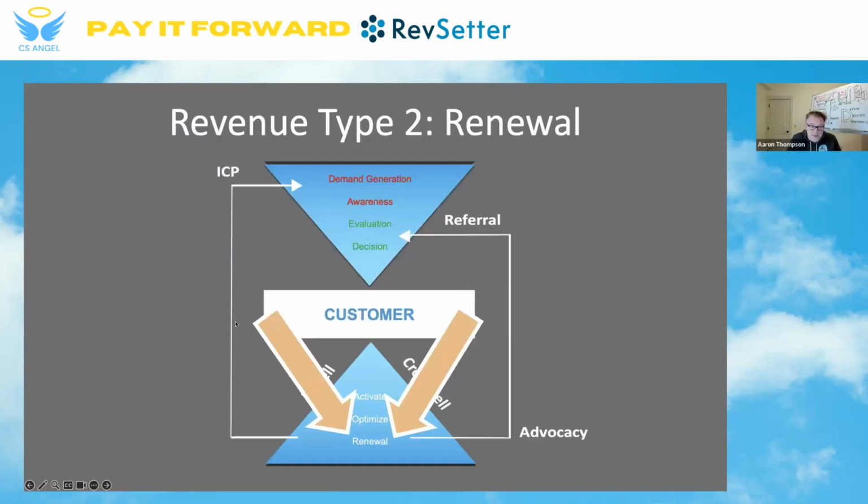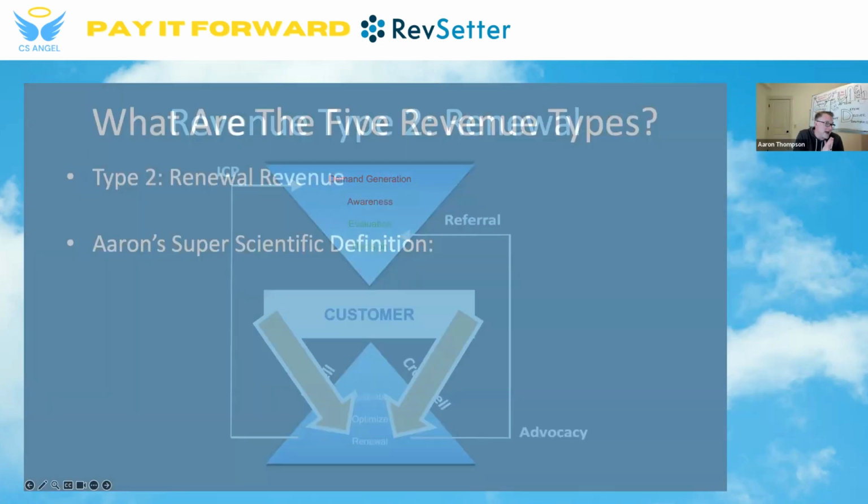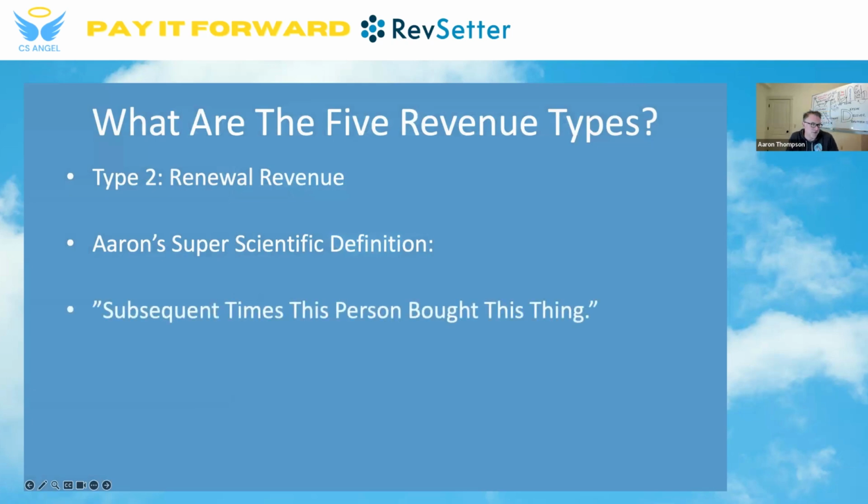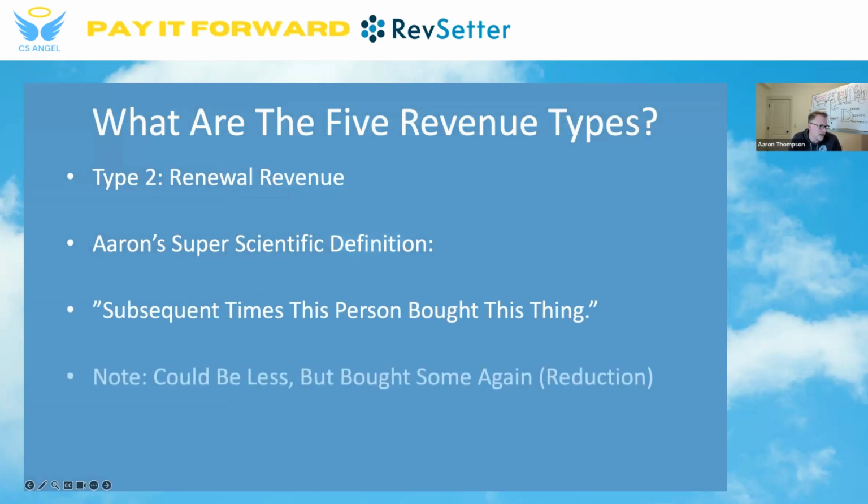Okay, and so when we do all of that, we end up getting our renewal rates up, and there's our next revenue stream. And my super scientific definition on that one: subsequent times this person bought this thing. So this would be time 2 through 100,000, right? Anytime they keep paying for the same thing, that's going to be renewal revenue. This could be less. It might downgrade at renewal, but if I pay something for the same thing again, that is a renewal dollar, excuse me.